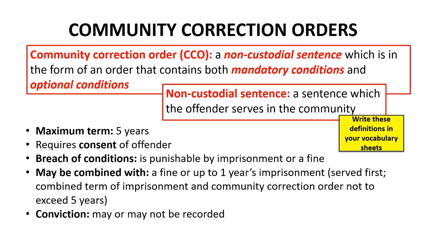And fifth, when a court imposes a community correction order on an offender, it might decide to record a conviction against the offender. That is, the offender will have a criminal record. Or alternatively, the court might decide not to record a conviction so that the offender does not have a criminal record.